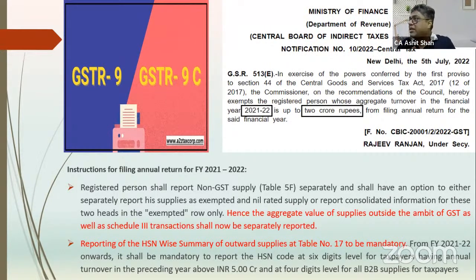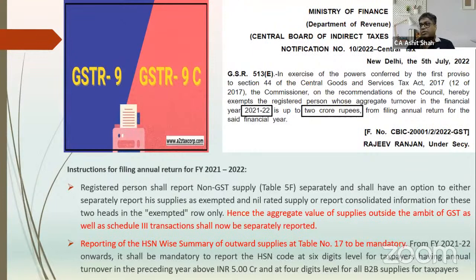Now GSTR 9 and 9C. Since the year has ended in March 22, every taxpayer needs to file the annual return, which is prescribed under section 44 of the CGST Act. This year also, relaxation has been provided: taxpayers whose turnover is less than 2 crore rupees will be exempted from filing the annual return.